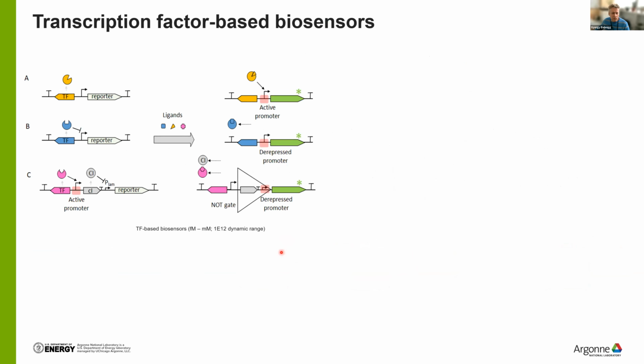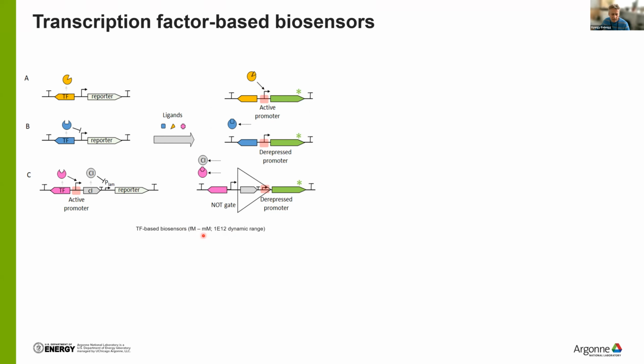Cells respond to their environment and sense it, and quite often this results in turning on pathways. These switches are then controlled by transcription factors. They simply bind to a given ligand, and there are different ways of activating the transcription of downstream genes. What we do here is replace those downstream genes with a reporter molecule, a fluorescent protein.